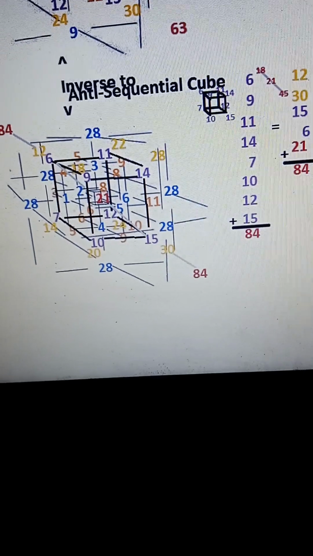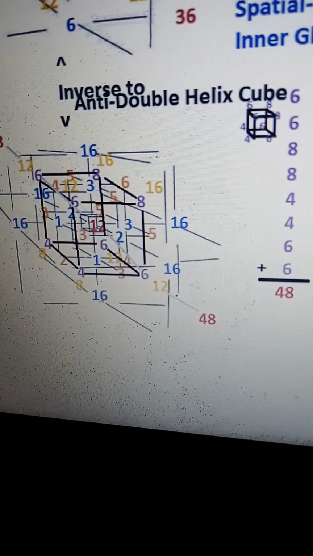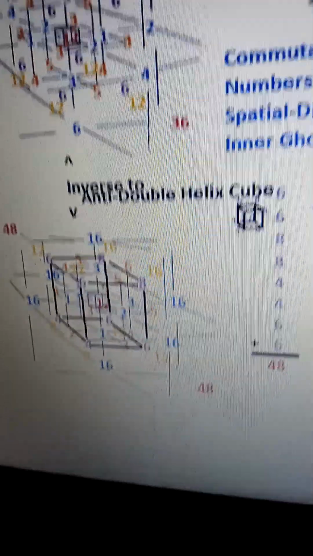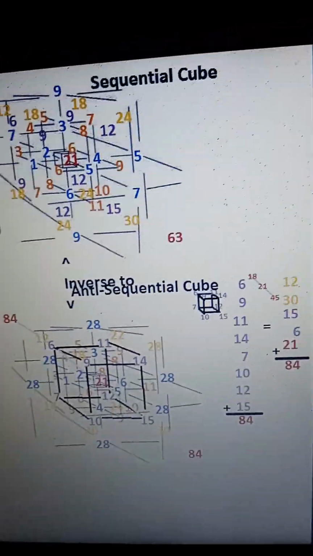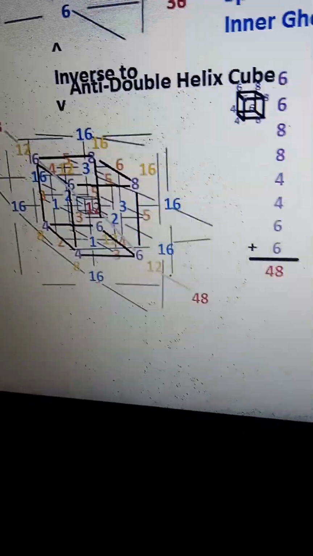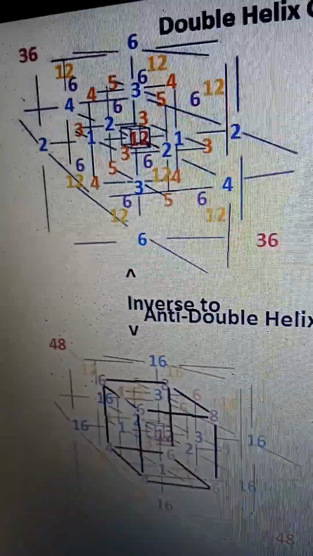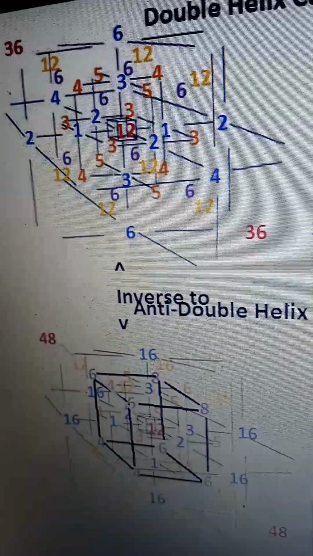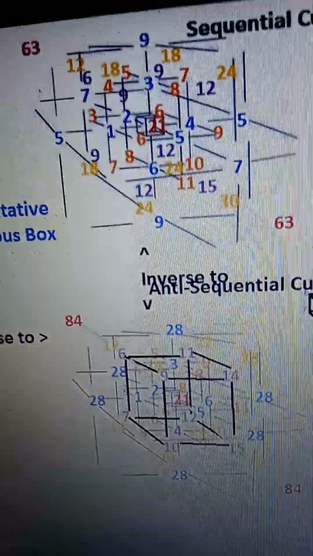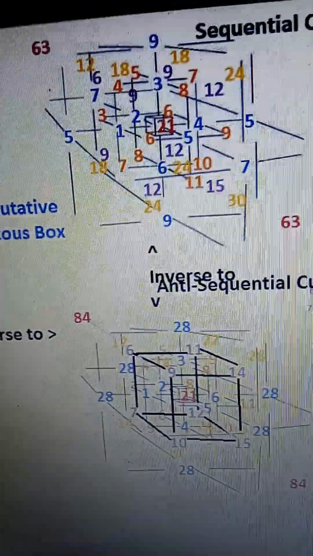And so that's a hyper anti-sequential cube, and it's inverse to a sequential cube. This is a hyper anti-double helix cube, which is inverse to the double helix cube. And the double helix cube is inverse to the sequential cube, and this hyper anti-double helix cube is inverse to the hyper anti-sequential cube. And as you can see, 36, 12 in the center, 36 triples, and 21 in the center, 63 triples. They're opposites.